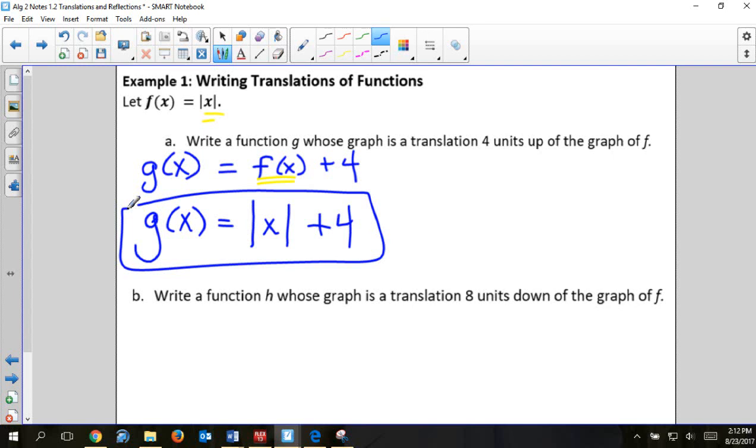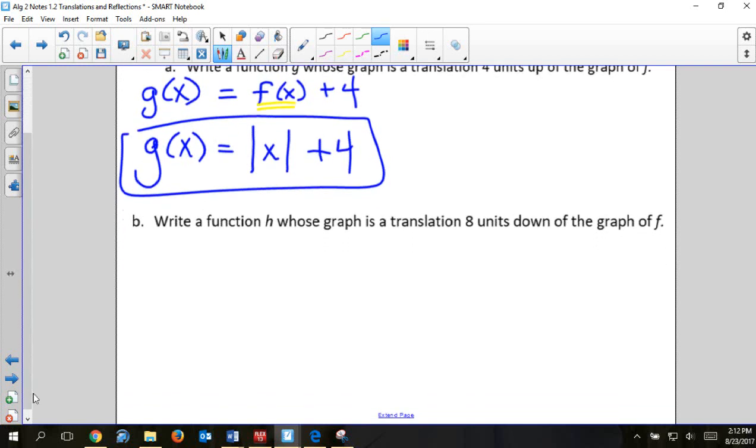Okay, B, write a function h whose graph is a translation 8 units down of the graph of f. So what's the name of the function? Okay, let's try this as a class. What's the name of the function? H. Okay, h of x. H of x is equal to the function f of x, but then it's a translation 8 units down. So down is outside of f of x, minus 8.